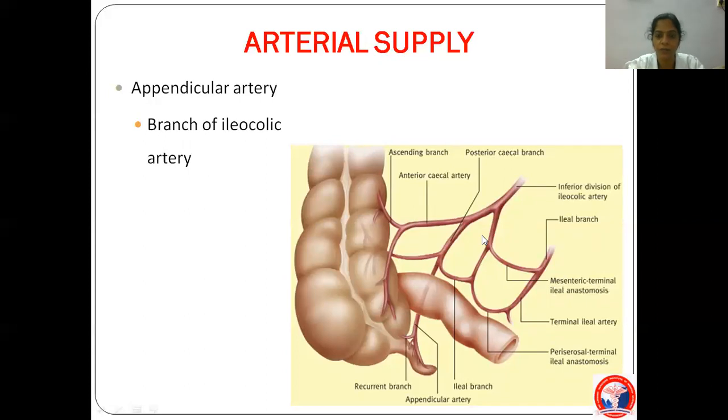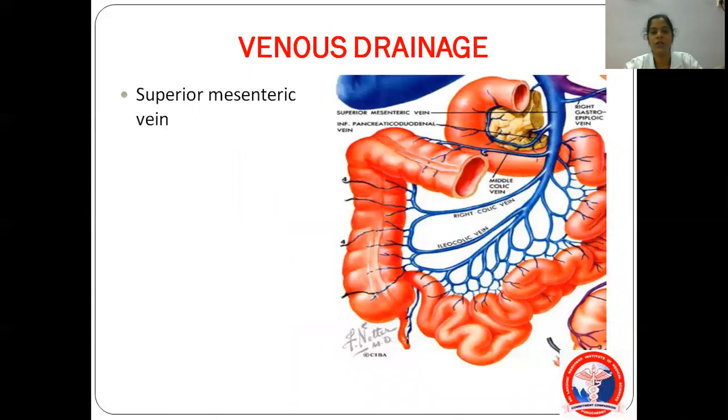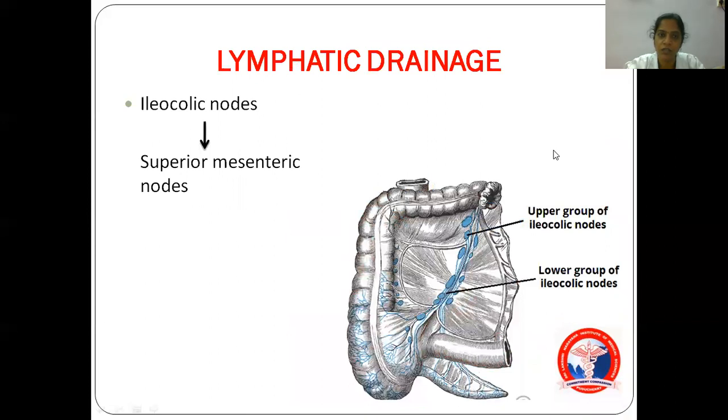So the appendix is supplied by the appendicular artery, a branch of the ileocolic artery. The next one is venous drainage. Where does it drain? Here you can see the ileocolic vein. This appendicular vein drains into the ileocolic vein, and finally it enters the superior mesenteric vein. So the superior mesenteric vein is the venous drainage for the appendix.